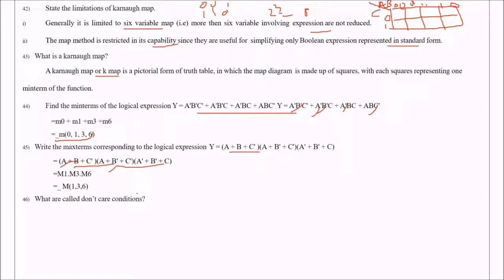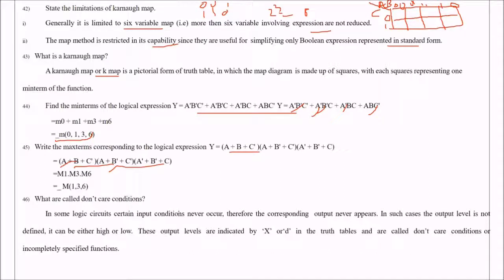What are called don't care conditions? Now this is very important. People generally get confused in this don't care condition. In Karnaugh map and this representation you will find these don't care conditions. What happens in some logic circuits is that there are certain input conditions that will never occur. So the corresponding output will also not come. So in such cases, the output level is not defined. It can be either high or low. So these output levels are indicated by X or D, which is the don't care in the truth table, and they are called don't care conditions or incompletely specified functions.